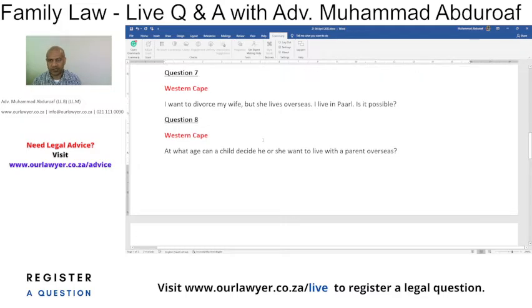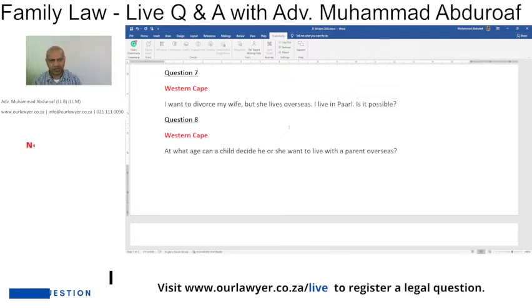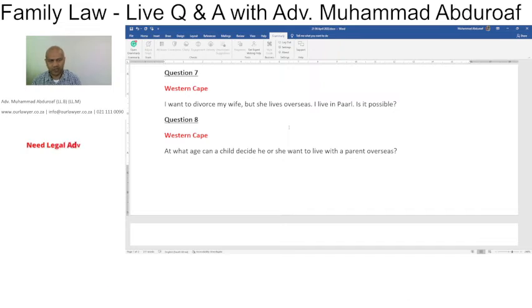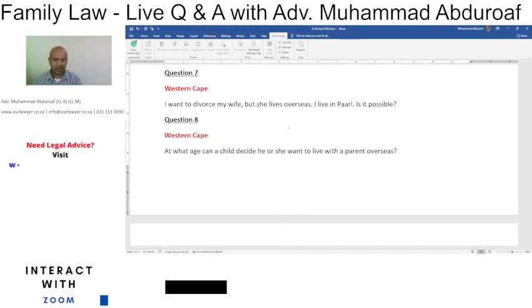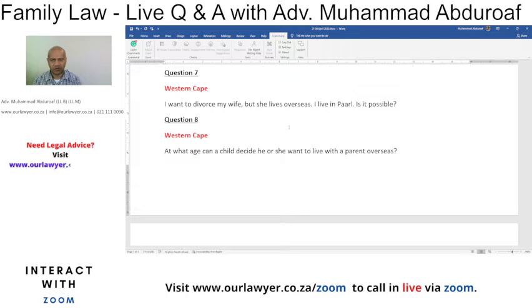Question number 7. I want to divorce my wife, but she lives overseas. I live in Paarl. Paarl is in the Western Cape. Is it possible? Okay, let me at least put you in some type of background. If both parties live in South Africa, it's quite easy. The husband lives in Cape Town, the wife, for example, lives in Johannesburg. He issues divorce paperwork here in Cape Town, and he sends the documentation to the sheriff's office in Johannesburg.